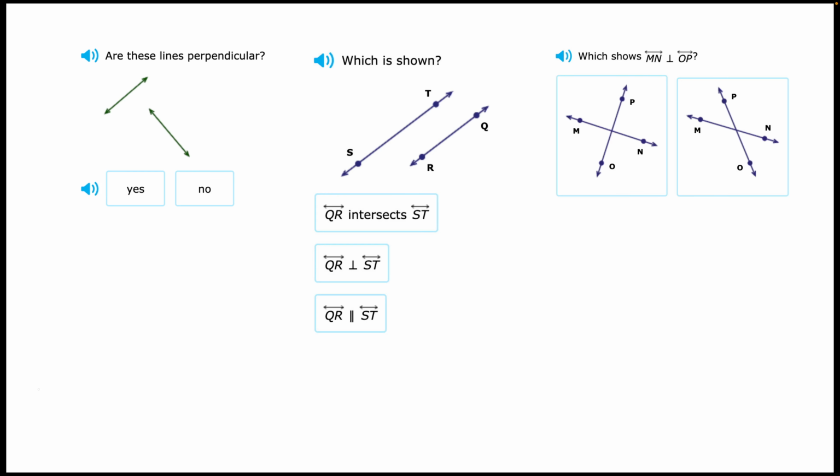Now that you've had time to work these problems, let's check your solutions. For the first problem, you should have said yes, they are perpendicular, because if you were to extend this line, remember it keeps going. If we were to extend it, it would form a plus symbol. For the second problem, these are parallel lines. So this is the symbol for parallel lines. And for the last problem, it says which shows MN is perpendicular to OP. Perpendicular would be this one right here.